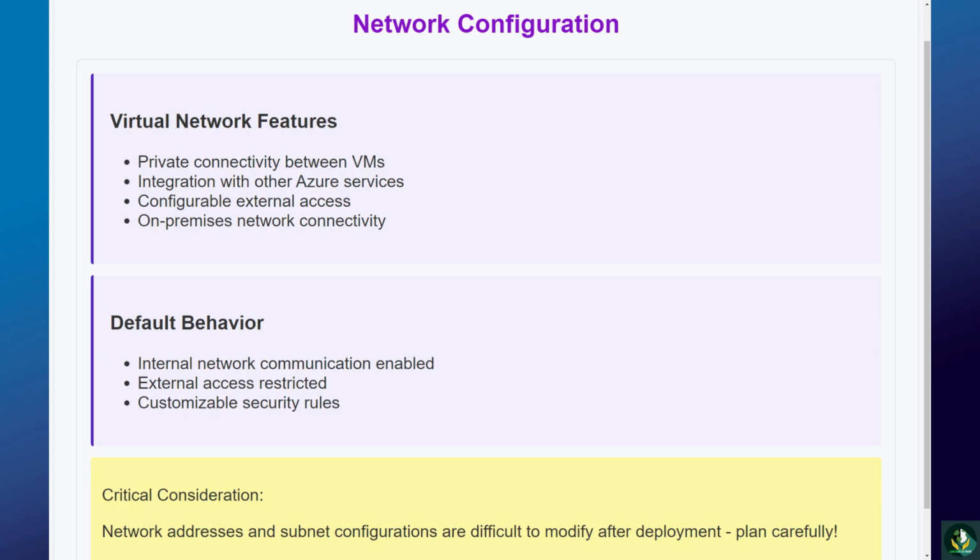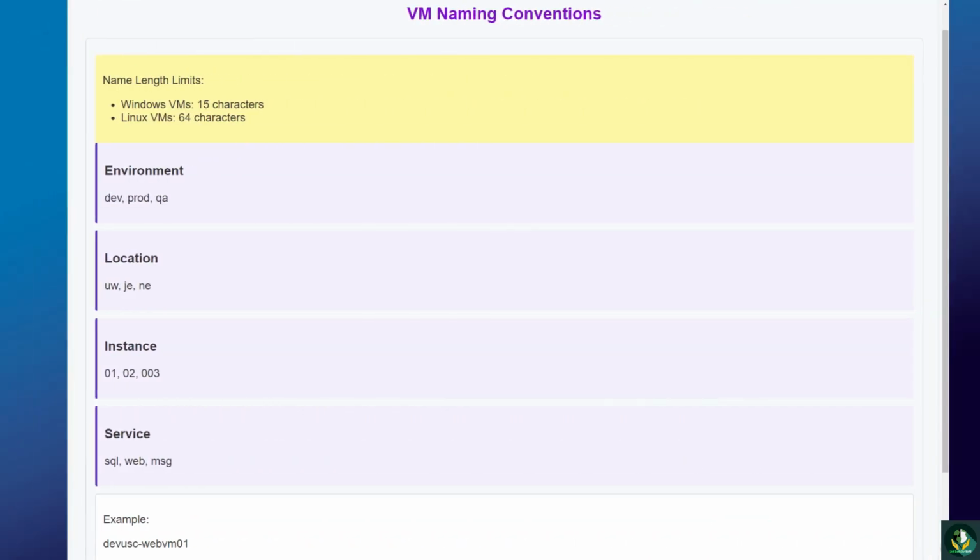Subnet planning should accommodate both current needs and future growth. Remember that while most VM settings can be modified after deployment, network configurations are more permanent. Take extra time during the planning phase to ensure your network design meets both current requirements and future needs.